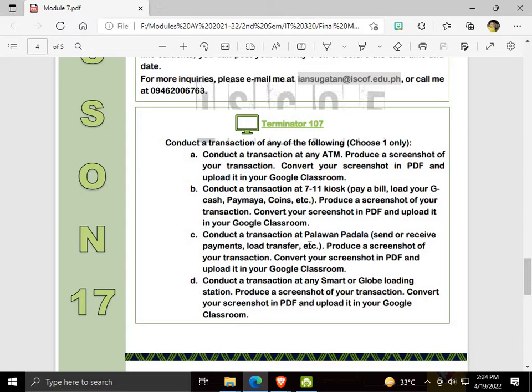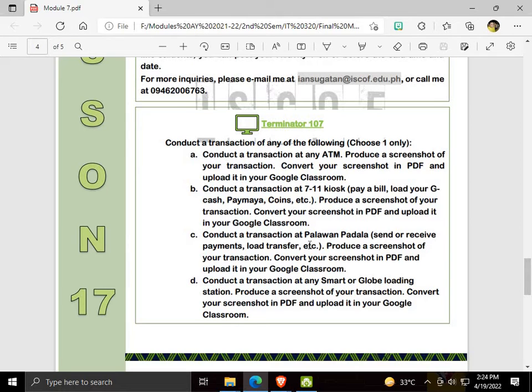Letter A, you're going to conduct a transaction at the ATM. What you are going to do is produce a screenshot of your transaction. I mean, you take a picture of your transaction. You have to take a picture at the ATM, but be quick, I think the transaction lasts only seconds. If you are delayed, your card may be retained. So be careful. Take a picture of the screen, and that will be your activity for letter A.